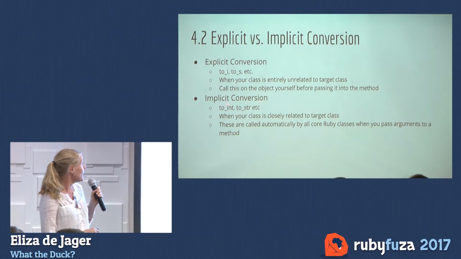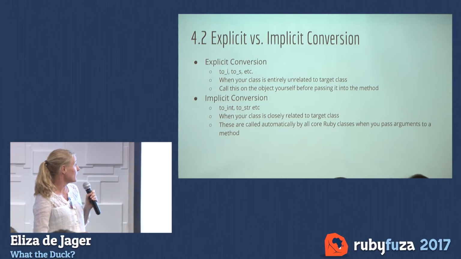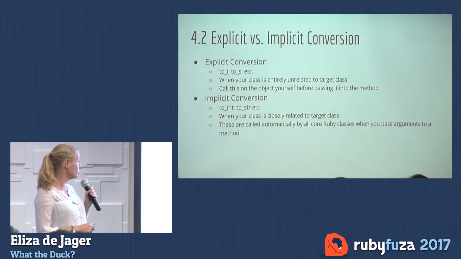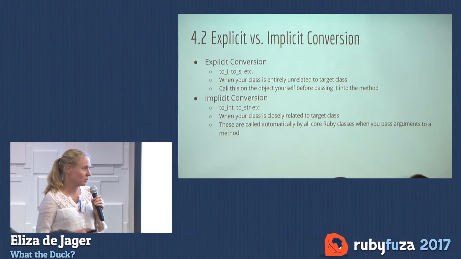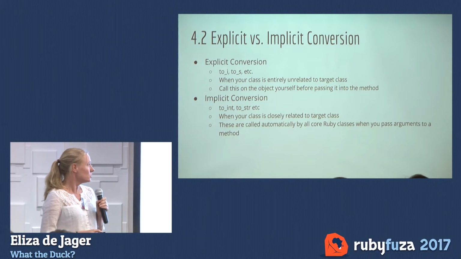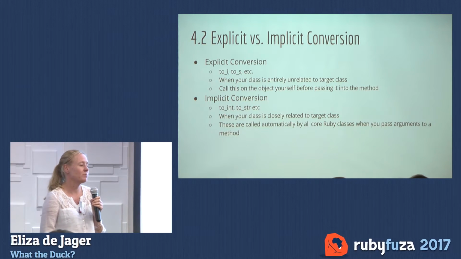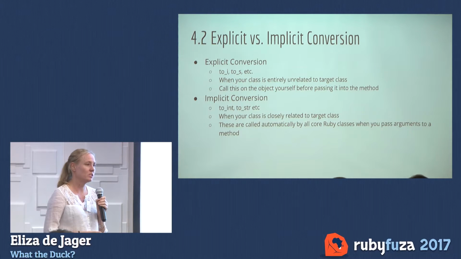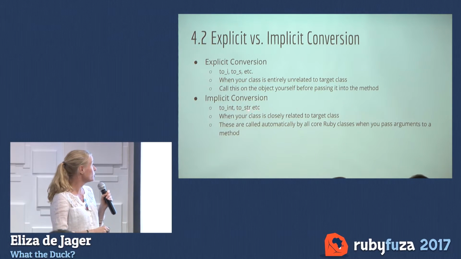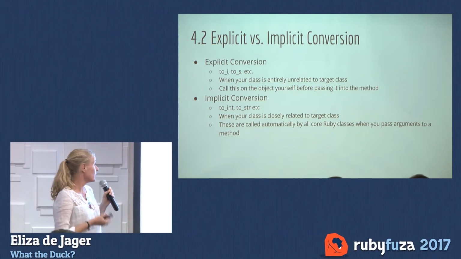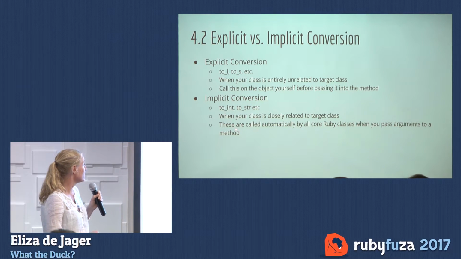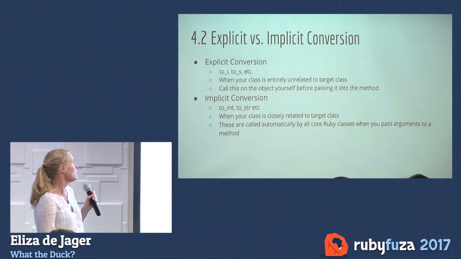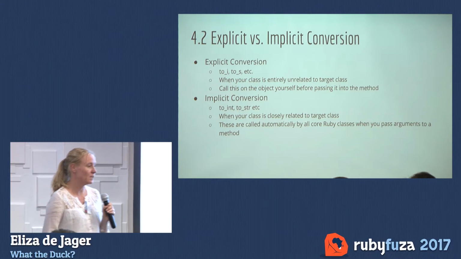On the other hand, implicit conversions have the slightly longer names, so it's your to_int, to_str, etc. And you define those on your class when your class is very closely related to the target class. So if you have a string class, for example, that maybe has a special representation for null or something like that, then that's when it makes sense to define to_str on that class. And the nice thing about these conversion protocols is that they're automatically called for you by methods in the Ruby core classes when you pass them as parameters.